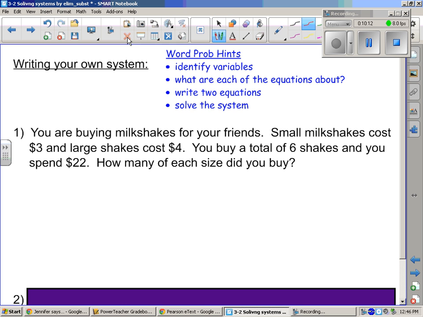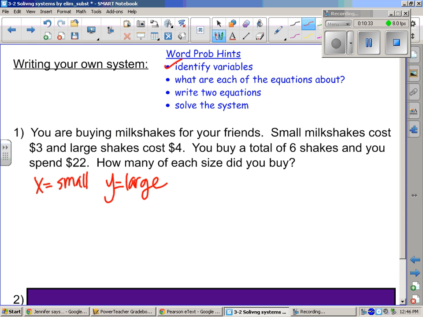I know we need a system because there are two things that I don't know. I don't know how many small and I don't know how many large. And I'm given two different equations, believe it or not. So the variables that we're going to represent here, let's let X be the small milkshakes and Y be the large.